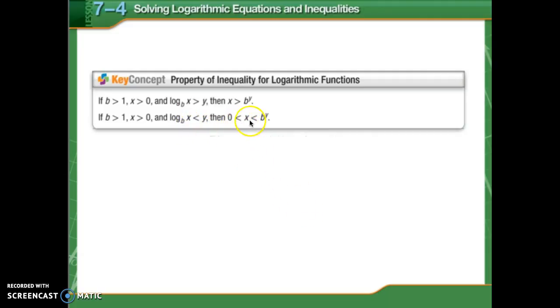Notice that in the less than case, if log base b of x is less than y, then x is less than b to the y, but x is still always going to be greater than 0. X can never be negative when you're dealing with log functions.